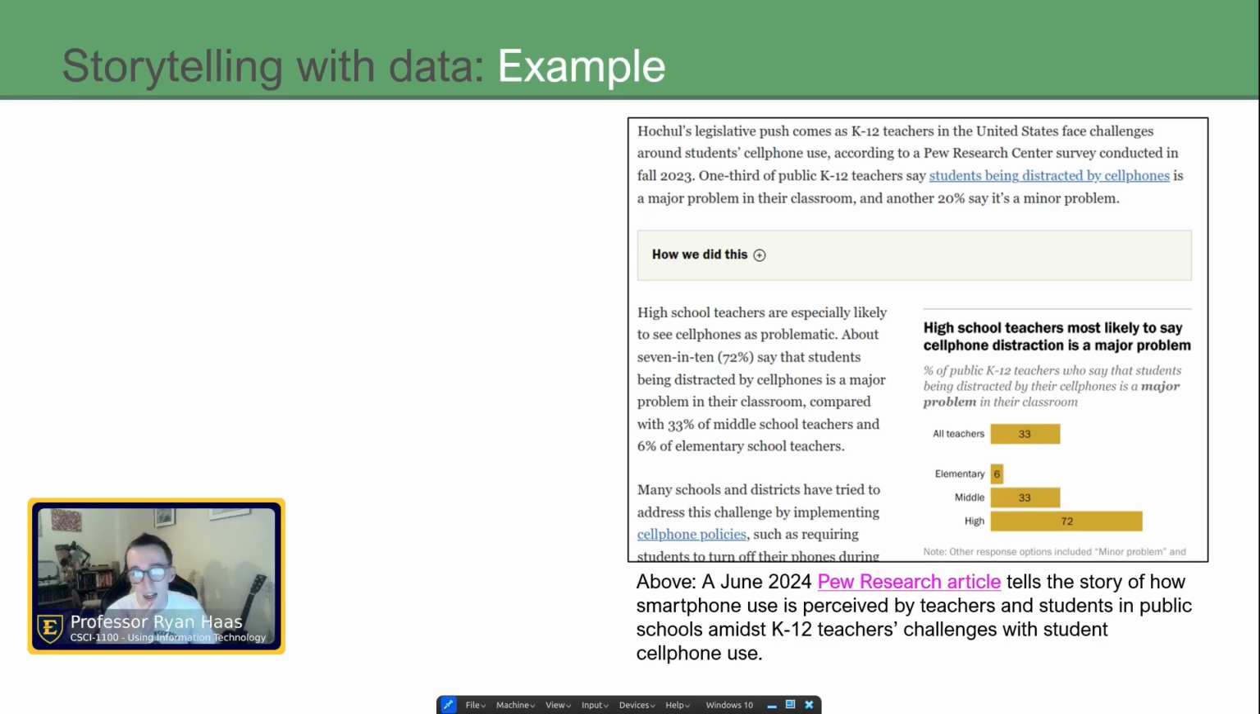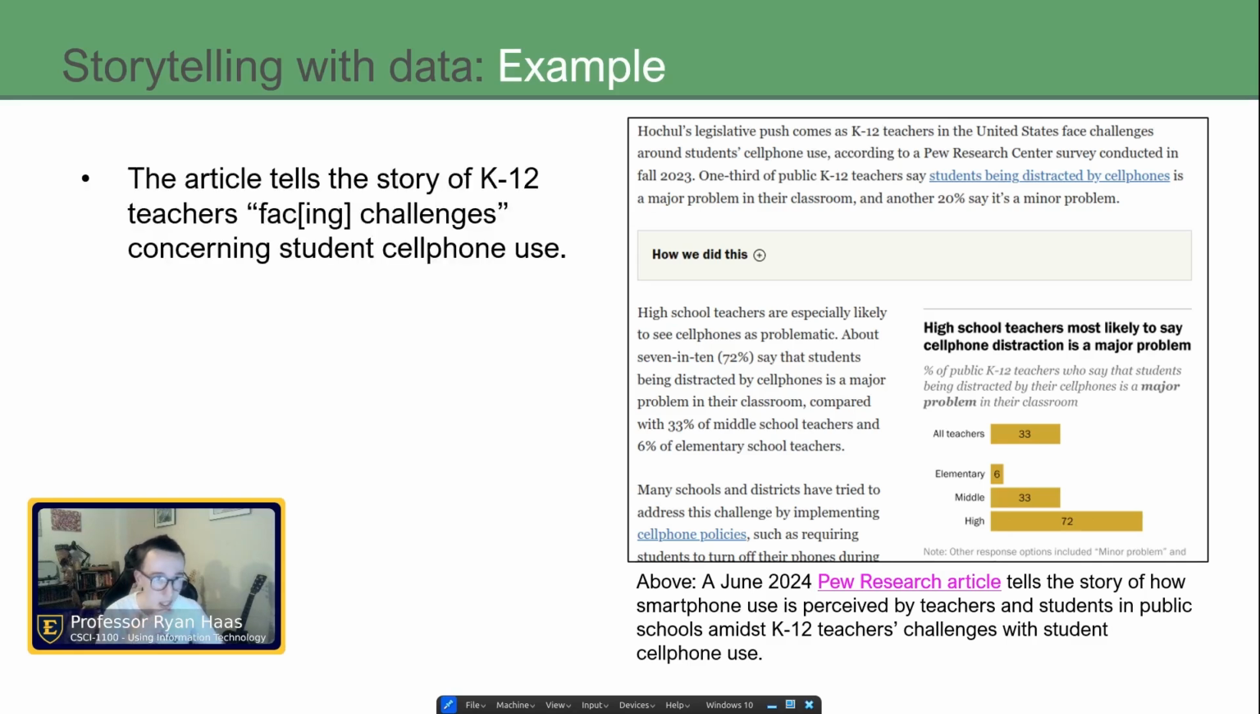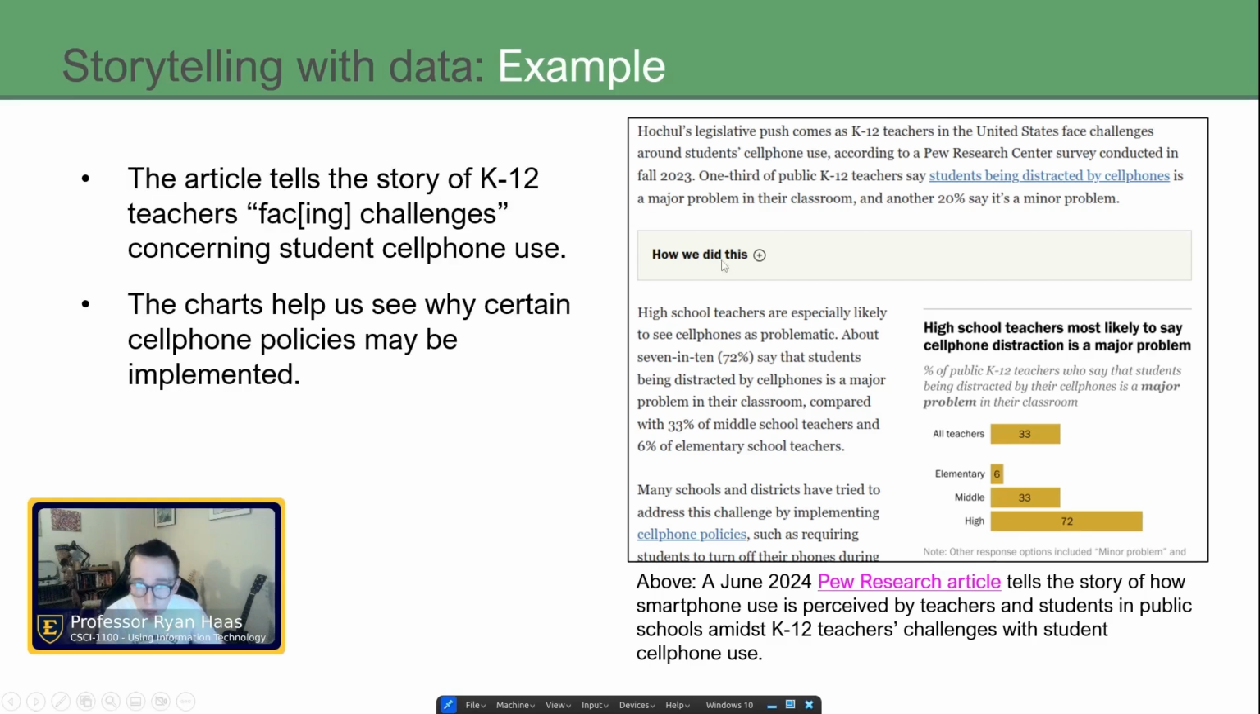So here's an example Pew Research article I found that's telling the story of how smartphone use is perceived by teachers and students in public schools, amidst challenges that teachers have been reporting with cell phone use in K through 12. When we read this, high school teachers are especially likely to see cell phones as problematic. About 7 in 10, 72%. So you see how we're describing the data that's listed on the right. They say that students being distracted by cell phones is a major problem in their classroom, compared to 33% of middle school and 6% of elementary school teachers.